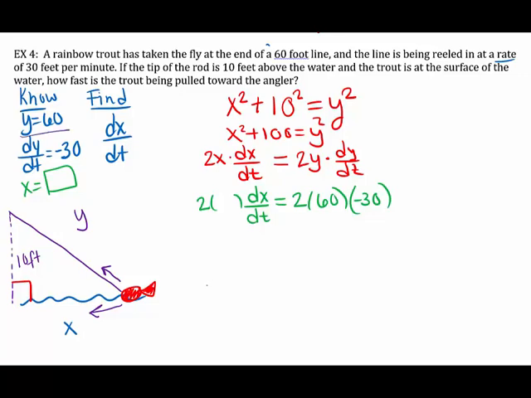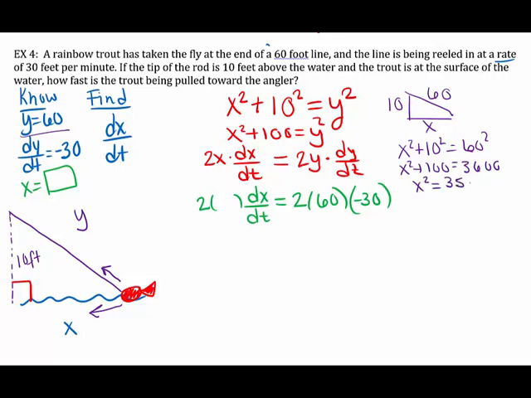So I'm just going to draw another little triangle over here. So the height is always 10. When y is 60, what is x? Well, I could use my Pythagorean formula. x squared plus 10 squared is 60 squared. So x squared plus 100 is 3600. x squared is 3500. If I take the square root of that, I get approximately 59.2. So when y is 60, x is 59.2.